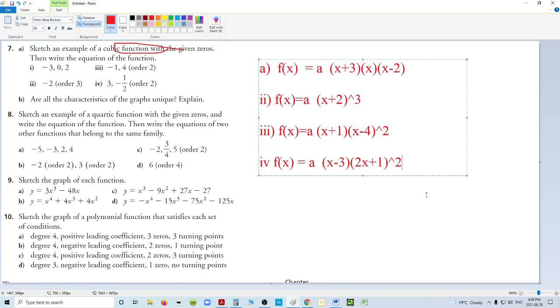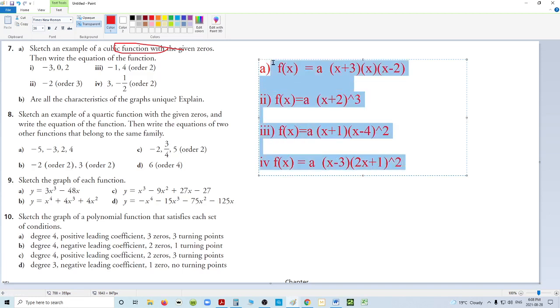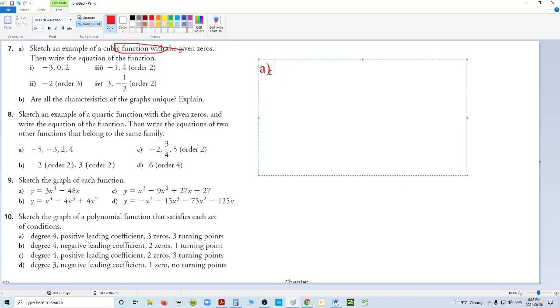Sketch an example of a quartic function with the given zeros, then write the equations of 2 other functions that belong to the family. For 2 other functions, you would just change the a values. I'm not going to do it, but I will do the basics. So this time it's going to be a, and I'm assuming there's an a, x plus 3, x minus 2, and x. And I'm just going to do them all at once as we go.